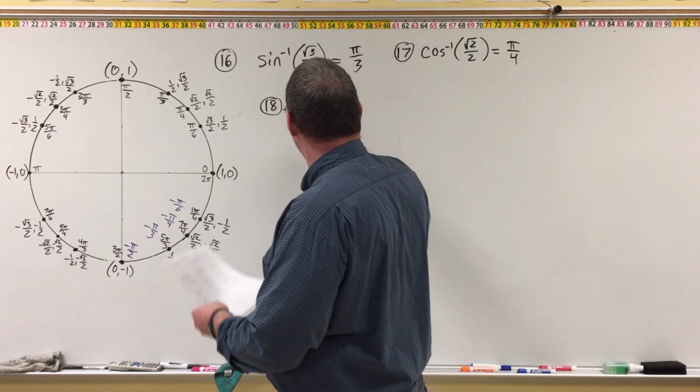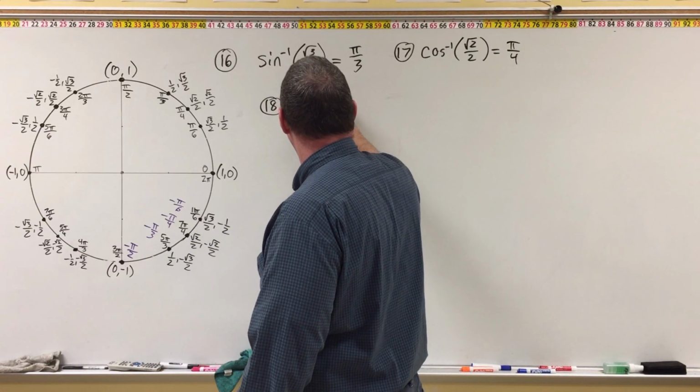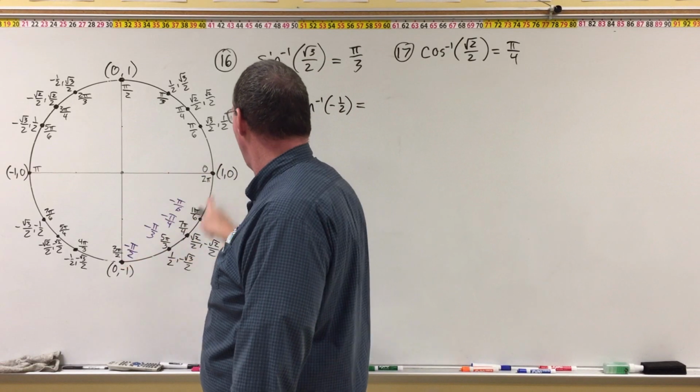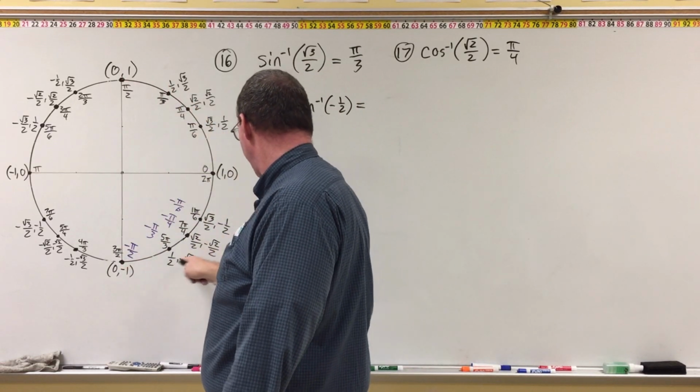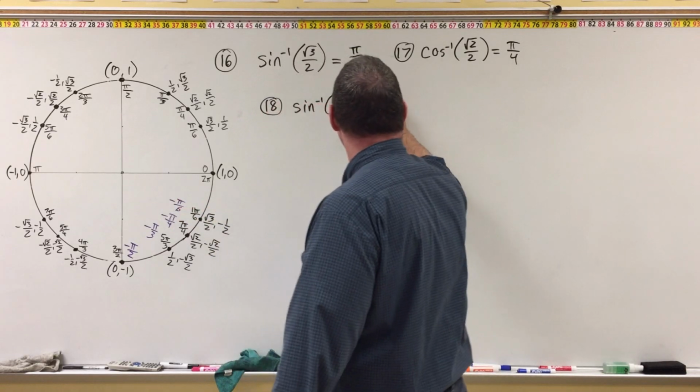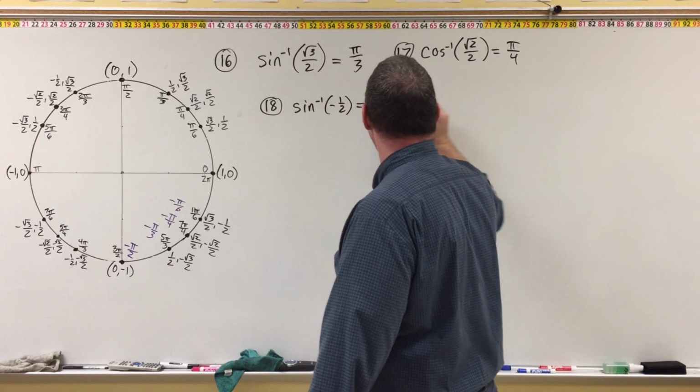And now let's try 18. 18 says sine inverse of negative 1/2. Sine inverse of negative 1/2. All right, so we're going from here up to here. Negative 1/2 for the y-coordinate is right here, so that is negative pi over 6. So the answer to this is negative pi over 6.